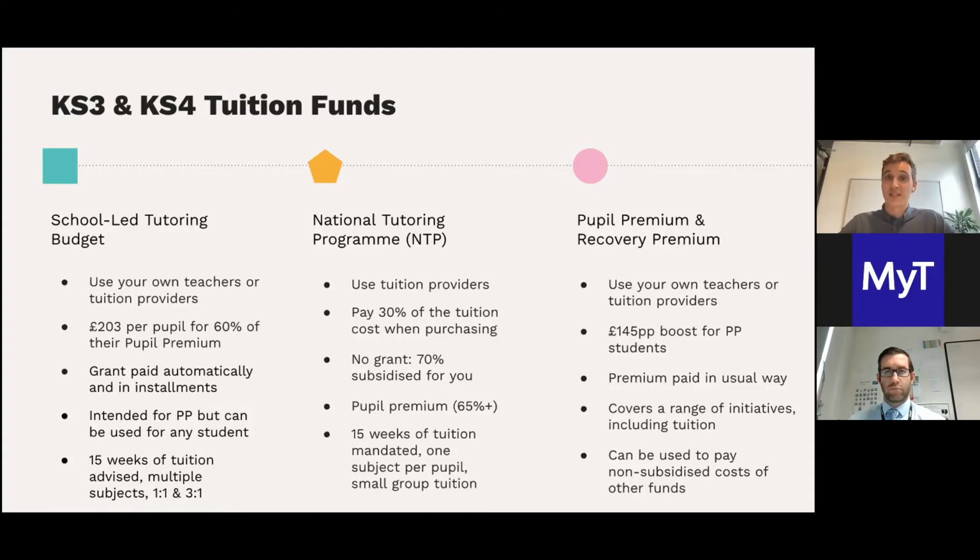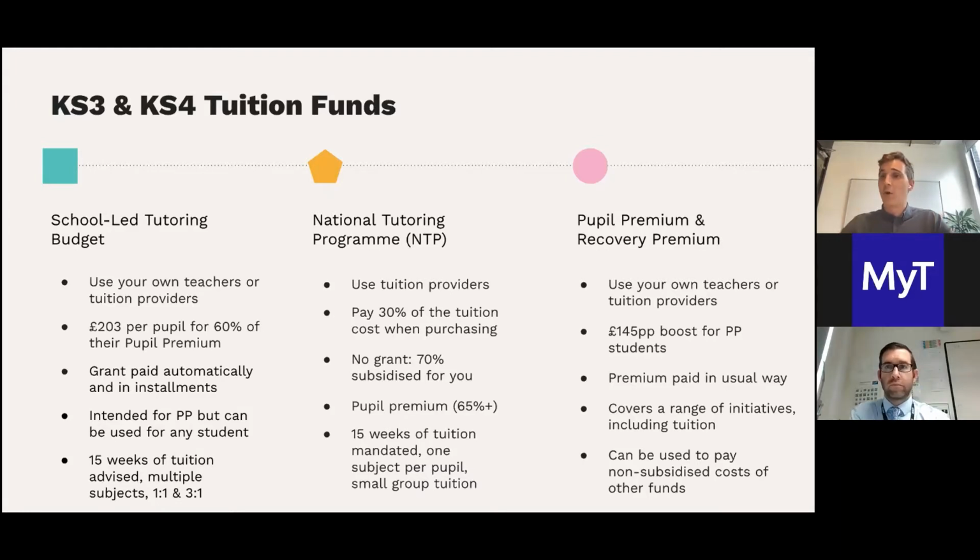In terms of reporting, there's a couple of things that are required. So we'll share around some guidance on that. But generally speaking, it sort of provides a slightly more flexible approach to last year's and this year's National Tutoring Programme. So that's one funding. And crucially, things to know are it goes directly to you. It's £203 per pupil for 60% of your PP students. And it is to be used for tuition, whether that's with your own teachers or tuition providers. That's up to you. The second fund is the National Tutoring Programme.